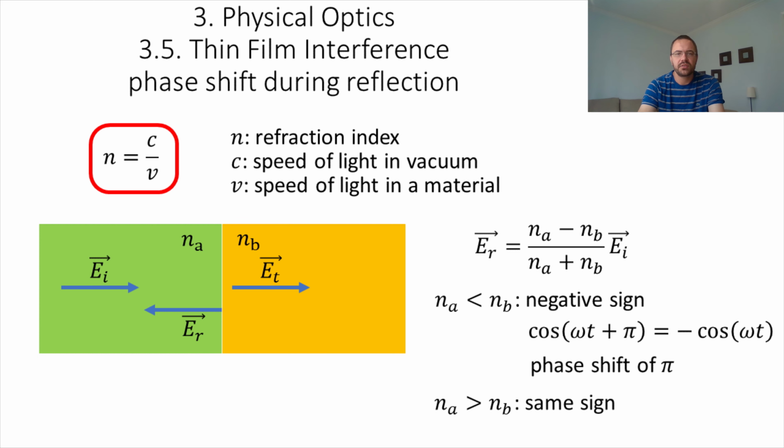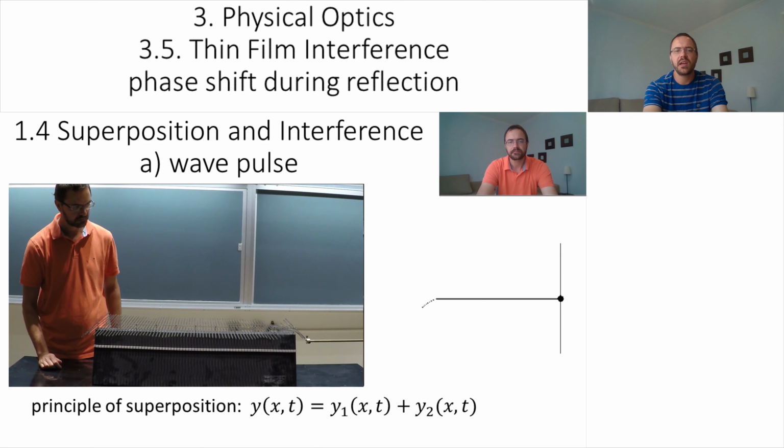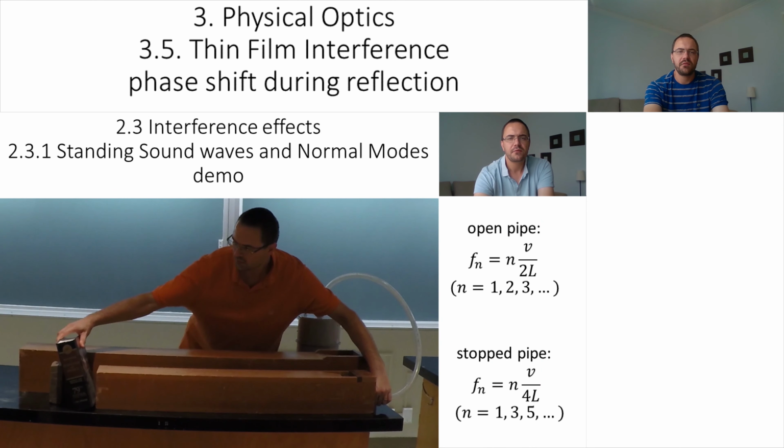If nA is larger than nB, that means if the light travels slower in material A than in material B, then the reflected electric field will have the same sign as the incident electric field. And there is no phase shift in this case. In fact, this is not really new. We have already seen that for a wave on a string reflected by a fixed end, the wave pulse is reversed. A positive pulse comes back negative and a negative pulse comes back positive. We have also seen the same effect for torsion waves and also for sound waves. And now you know it is the same for light.